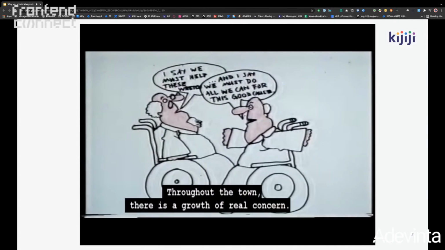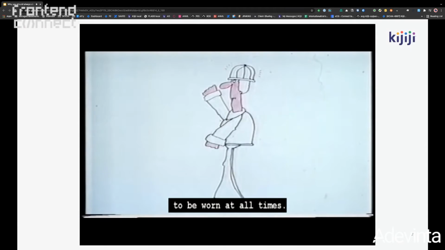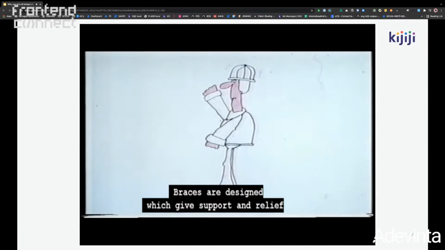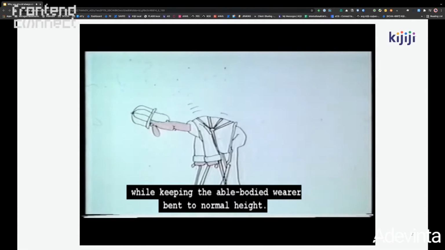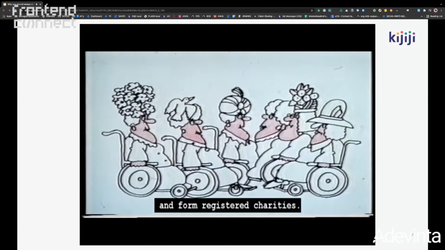Throughout the town there is a growth of real concern. Specially toughened helmets are handed out, free to the able-bodied, to be worn at all times. Braces are designed which give support and relief, while keeping the able-bodied wearer bent to normal height. Various groups of compassionate wheelchair users get together and form registered charities.